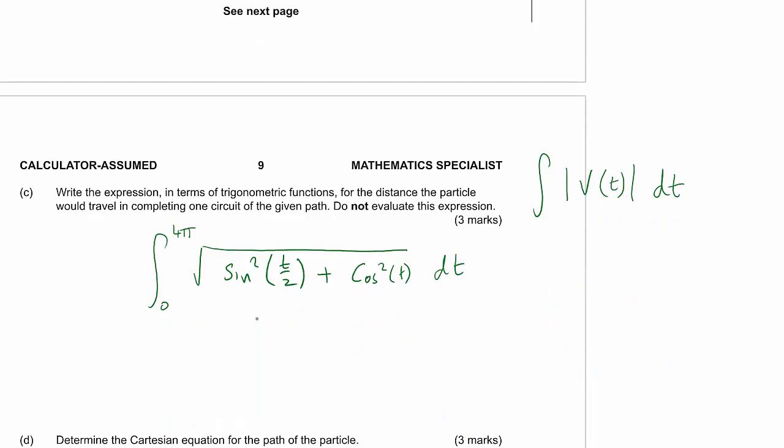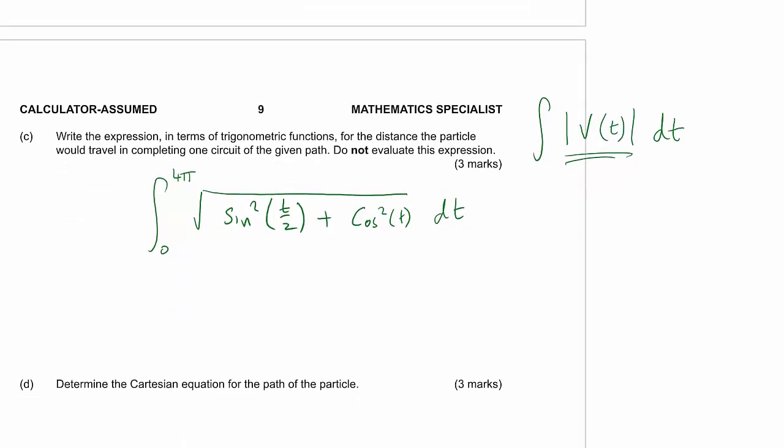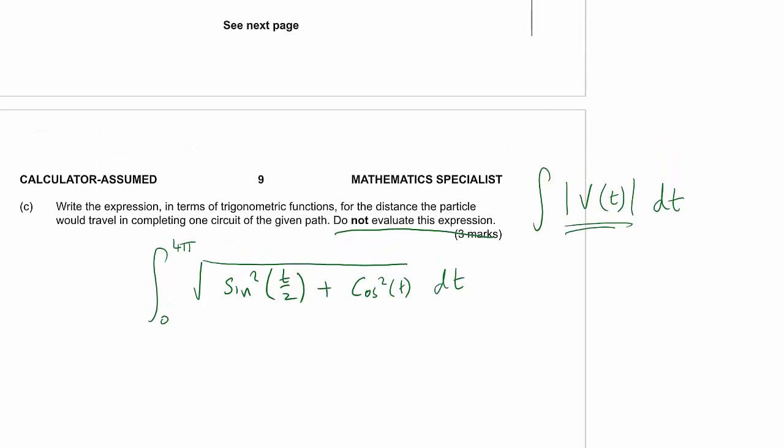I realise I just wrote that off the bottom of the screen. So 0 to 4 pi, sine squared t over 2 plus cos squared t, square rooted. So that's going to give us the modulus of the velocity. Okay, so do not evaluate the expression. I suspect that if you put that in your calculator, it will whir away for a little while. So just follow what they're saying there.